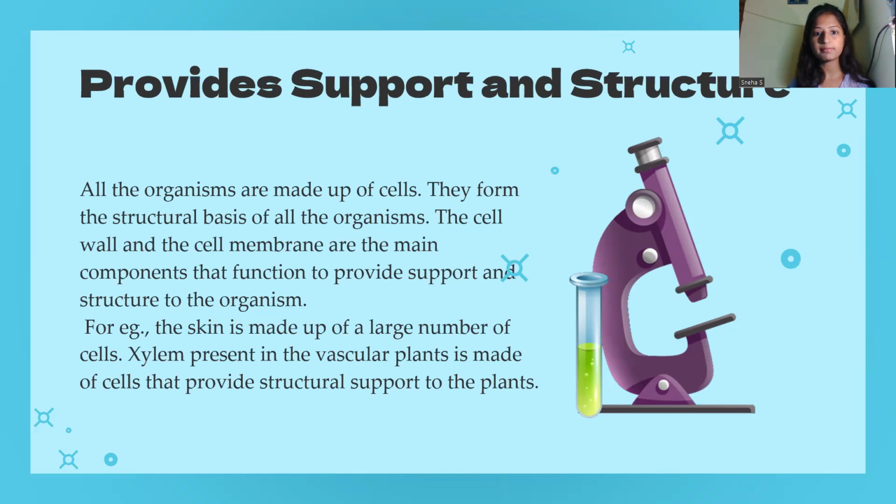The cell wall and the cell membrane are the main components that function to provide support and structure to the organism. For example, the skin is made up of a large number of cells, that is, epithelium. And in plants, we can see xylem, which is present in the vascular plants. It is made up of cells that provide structural support, that is, mechanical support to the plants.